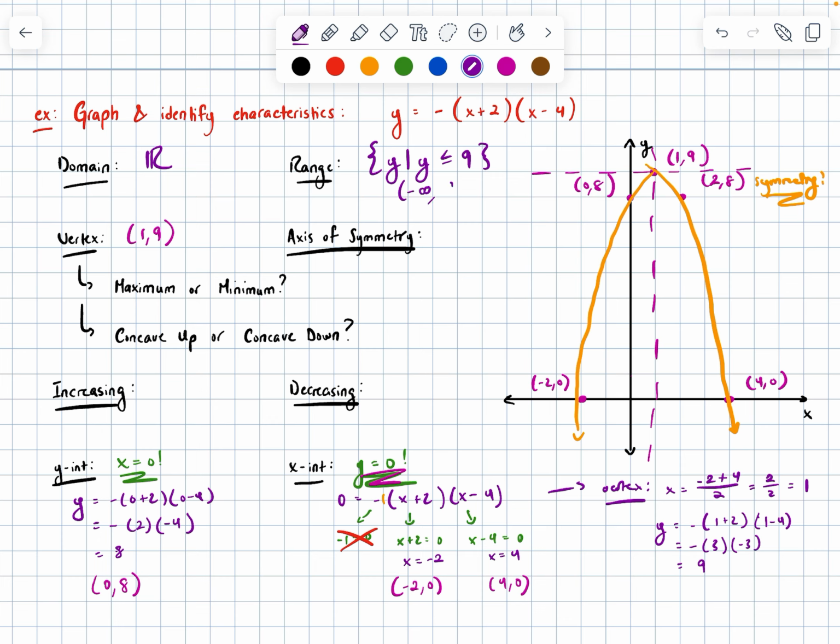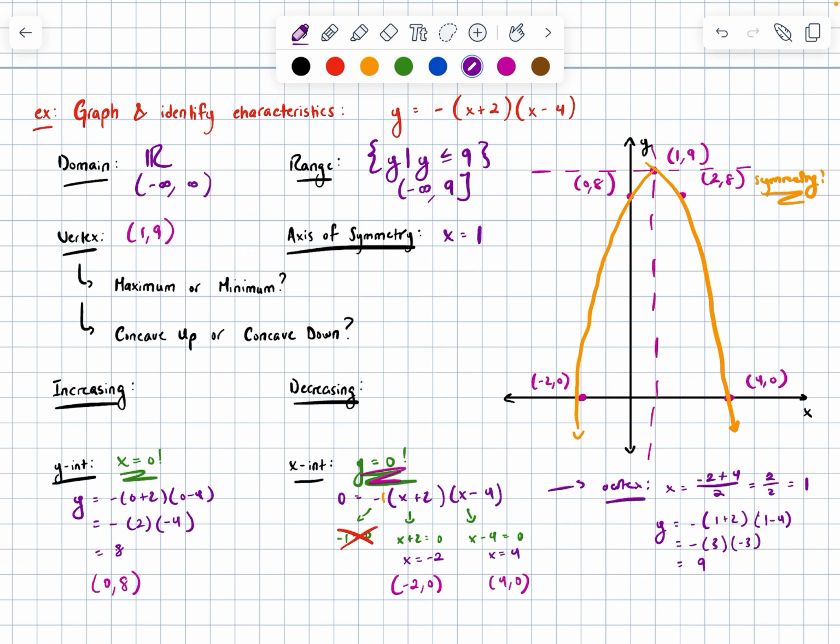For my axis of symmetry, remember a vertical line is always x equals in its equation, right? Y can be whatever it wants, but it doesn't go left or right, so x is always the same. If it passes through the vertex, right, its x value must be 1. This vertex here, it is at the top of my graph. So it is a maximum, and my graph is a sad face parabola. It's opening downward. It's concave down.